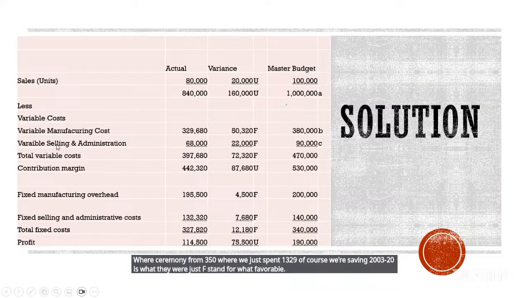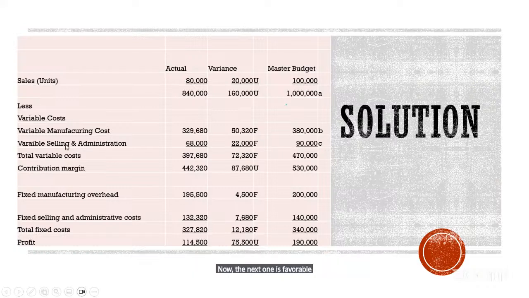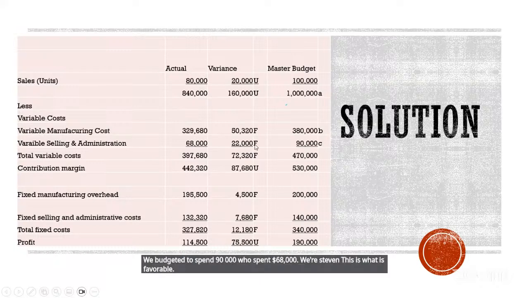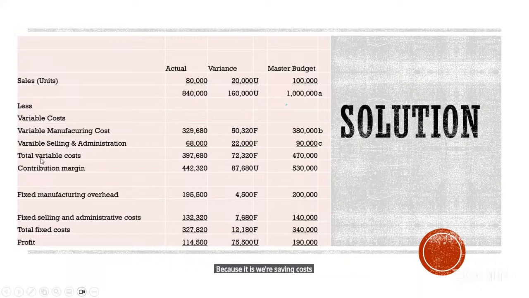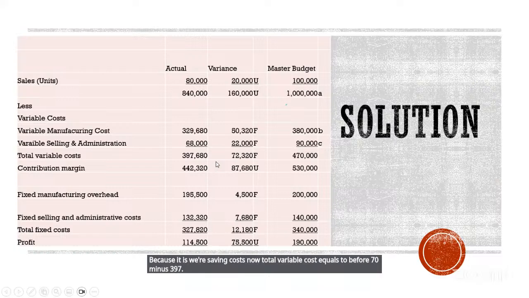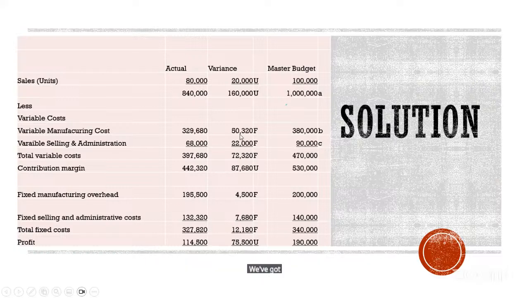Now the next one is variable selling and administrative costs. We budgeted to spend 90,000, but we spent 68,000 naira. We're saving 22,000. This is favorable because we're saving costs. Now total variable cost equals 470,000 minus 397,680. We got 72,320, or you add these two, and 72,320 is favorable.